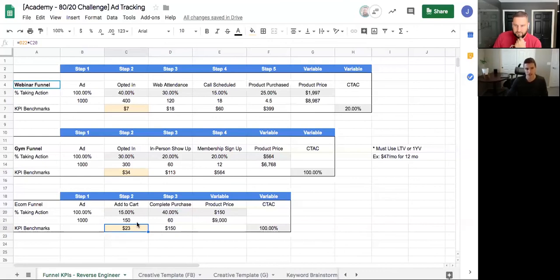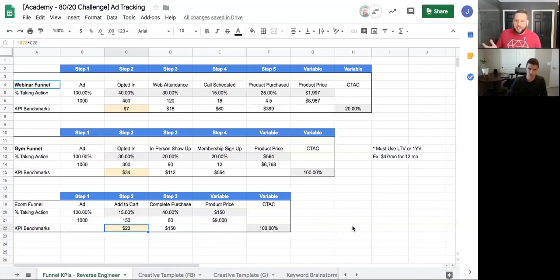Now, this is actually a really important metric if you're running e-commerce ads, because typically when you're just starting out, that first optimization you're going to make is for an add to cart. And if you don't do this math ahead of time, you're going to have no idea whether or not your add to cart number is within KPI or not. And so this is really powerful for any e-commerce funnel that you decide to run.